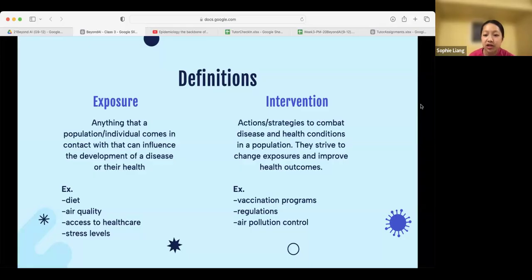And then another important definition is intervention. These are actions and strategies to combat disease and health conditions in a population. Interventions strive to change exposures and improve health outcomes. So basically, this is anything that is done to improve health or change exposures. So some examples could be a vaccination program, regulations. This would be like sanitary regulations, regulations for, let's say, factory workers, stuff they have to follow to make sure they're safe and healthy, and air pollution control.